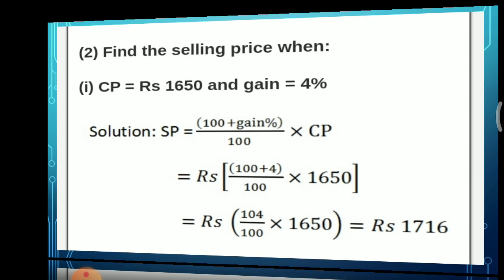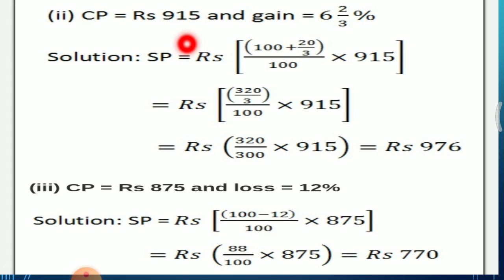Now the next question is that cost price is equal to 915 and gain is equal to 6 whole 2 by 3%. It is also the same: SP is equal to (100 plus gain percent) by 100 multiplied by CP. So 100 plus gain percent, 6 times 3 is 18 and 2 makes 20, so 320 by 3 by 100 multiplied by 915. After that you solve it. When you calculate it, your answer will be 976 rupees.